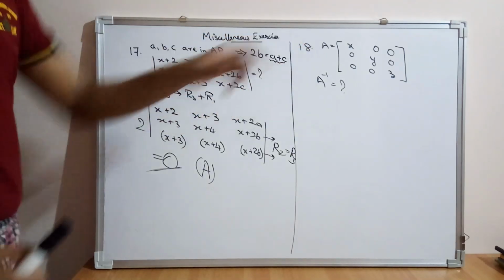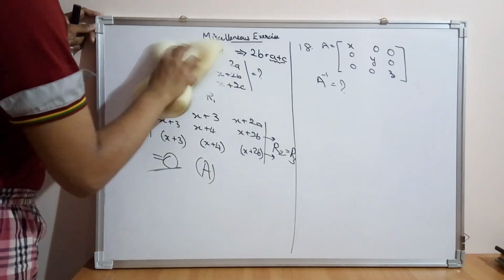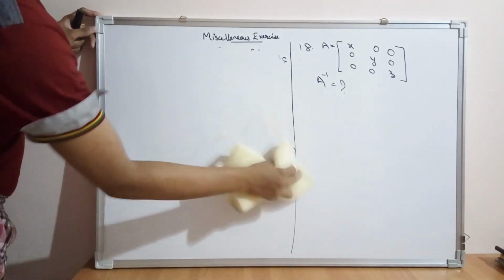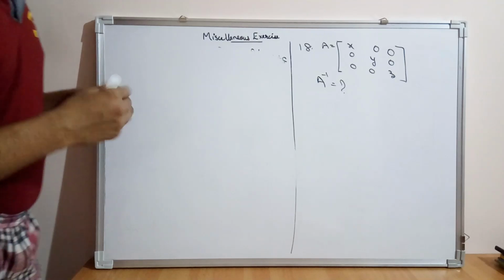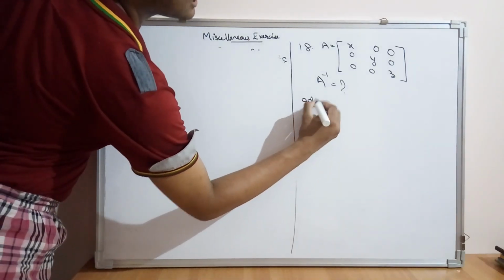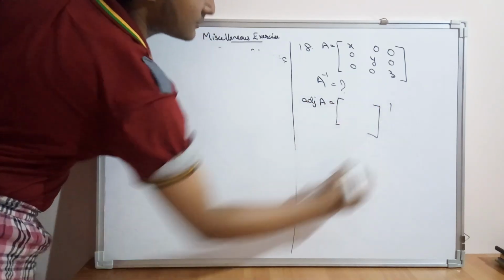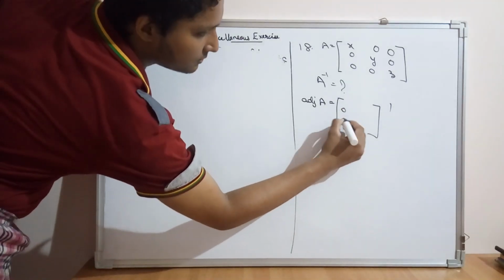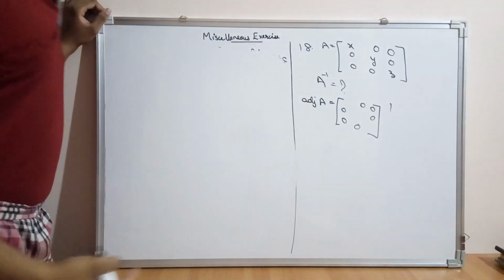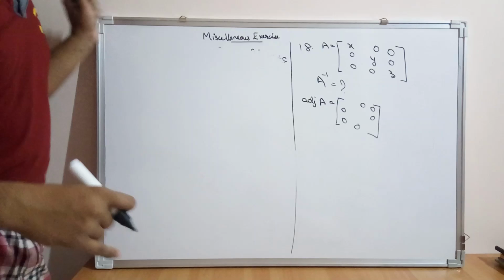Here you are given a matrix and you are asked to find the value of the matrix A inverse. You are given 4 options. You will see by solving where we are going to get that. For that we need to find the adjoint of A. Adjoint of A is the transpose of the cofactor matrix. Since it is a diagonal matrix, only the diagonal elements will have cofactors, so the transpose also will be the same. I need not write the transpose over there.